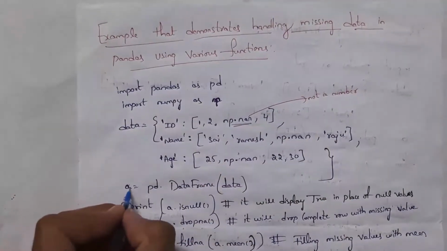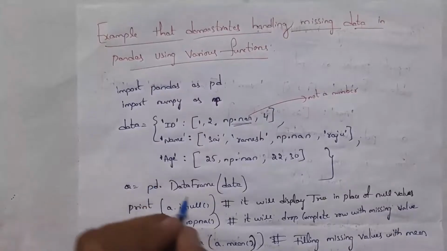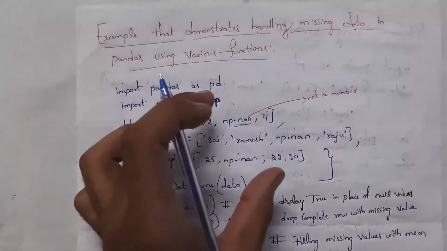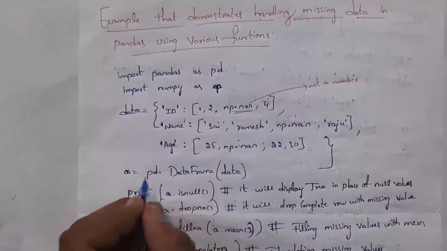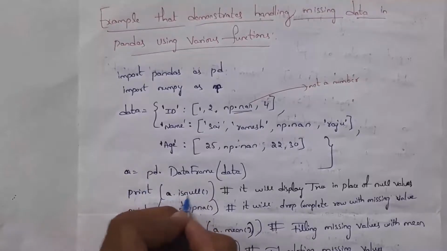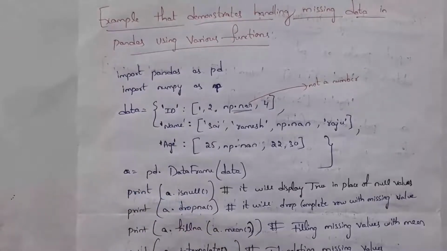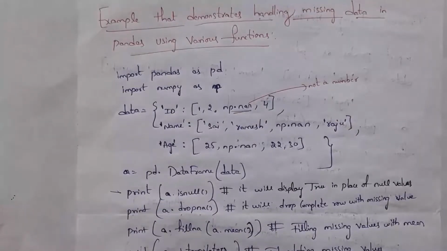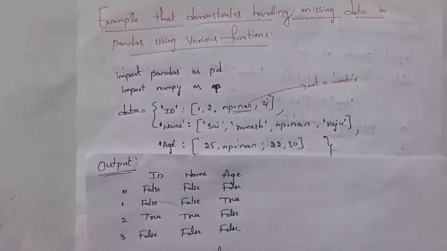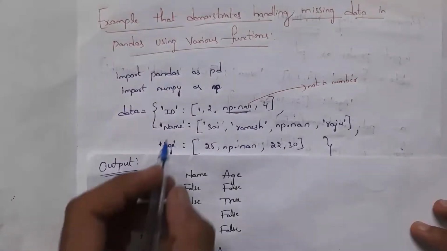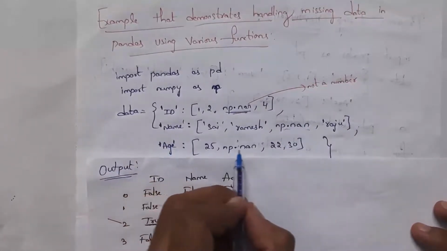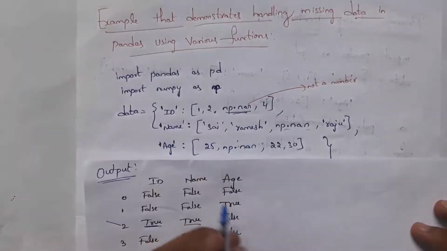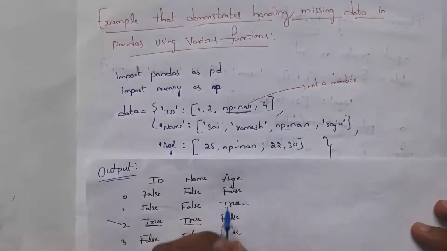So this is the complete dictionary. Next I wrote a equal to pd.DataFrame of data, that is, by selecting this dictionary it will create a data frame. Next I wrote print, my data frame is present in variable a, so I wrote a.isnull. Guys, this isnull function will represent True in place of null values. So whenever I write print a.isnull, this is my output. It will display True in place of null values. For the id column, index number 2 is a null value, and similarly for the name column index number 2 contains a null value. For the age column, index number 1 contains a null value, so it will display True.